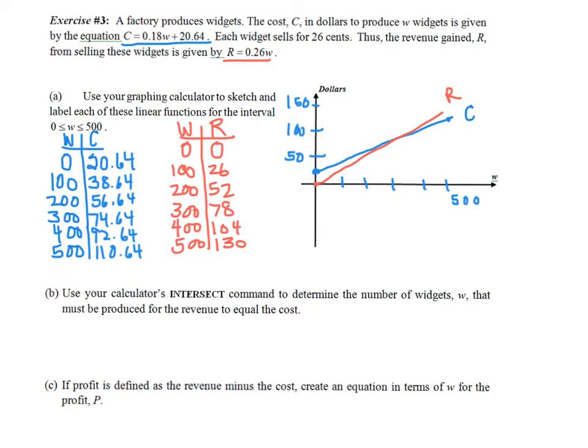Now in part B, we're going to use our calculator again and a new command that we haven't seen yet. We're going to be using the intersect command to find out how many widgets must be produced so that the cost is equal to the revenue. You'll notice that on my graph, this should be where the two functions intersect each other. I'm not sure if I've exactly hit that spot on my graph that I've drawn, but I can see that better on my graphing calculator. So, hit the graph key on your calculator.